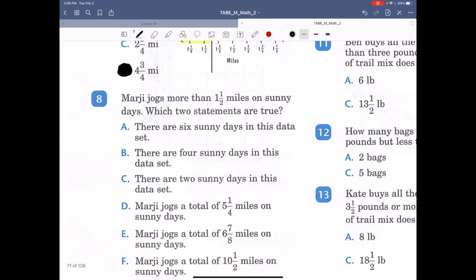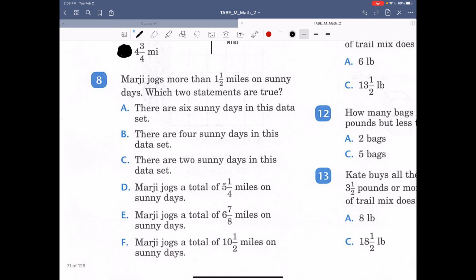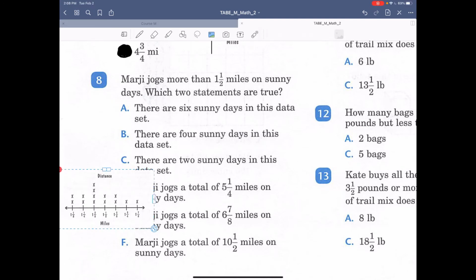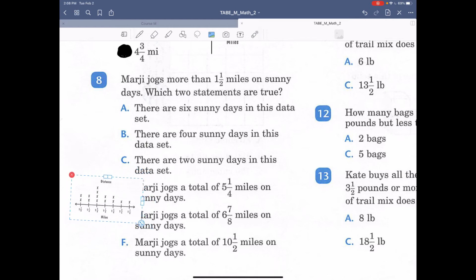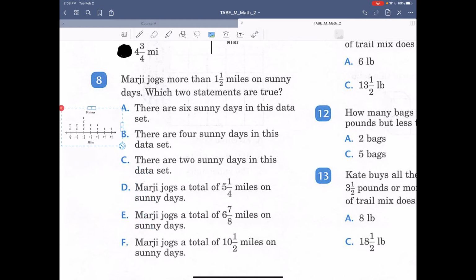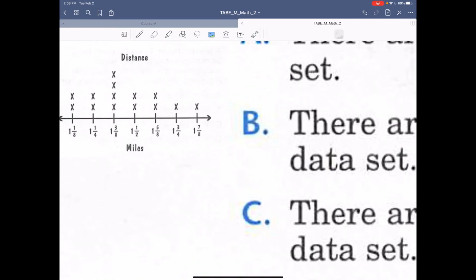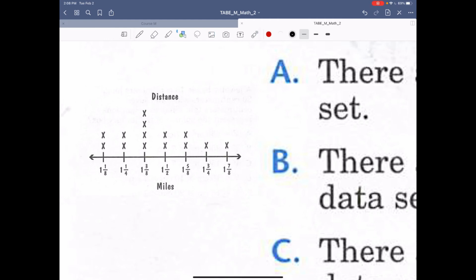Okay, number 8. Margie jogs more than 1.5 miles on sunny days. So we are looking at more than 1.5. So draw your line if you're looking at this on scrap paper. More than 1.5. So it's here. That's the interval line. And the actual interval is above that line.